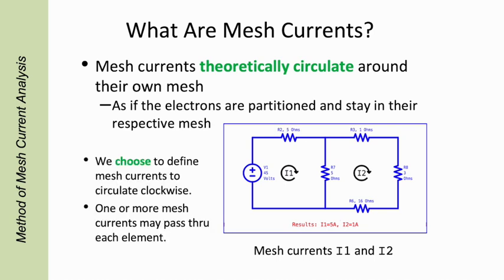Now we choose to define mesh currents in a particular direction, and textbooks often use clockwise. I'll always use clockwise. And another thing to point out here is that we can have more than one mesh current passing through a given element. This vertical resistor here that's on the shared branch has 2 mesh currents going through it. Furthermore, they are flowing in different directions.